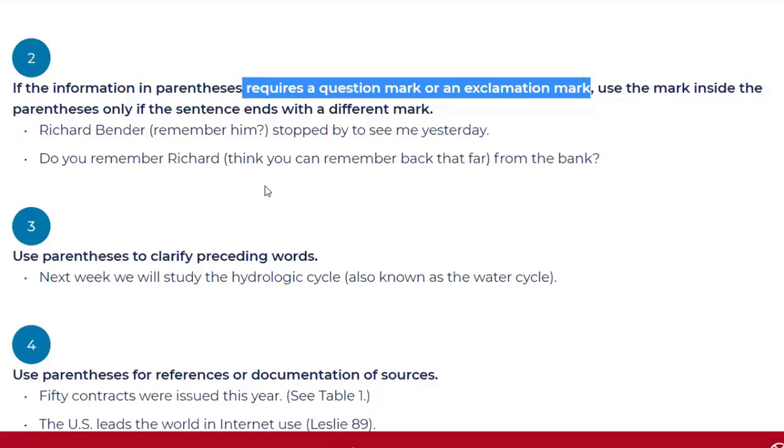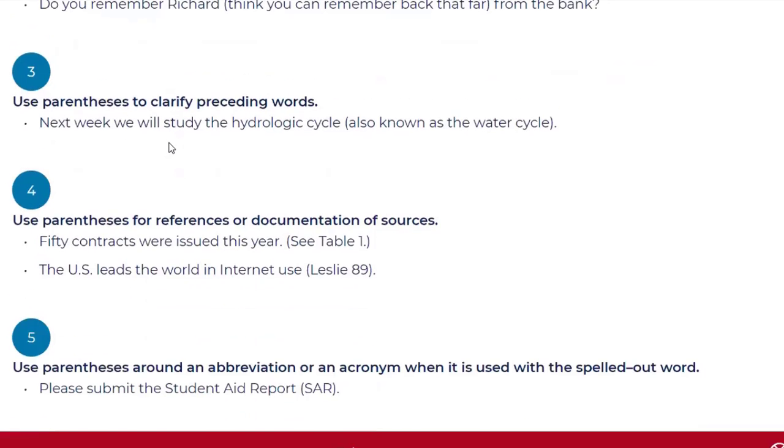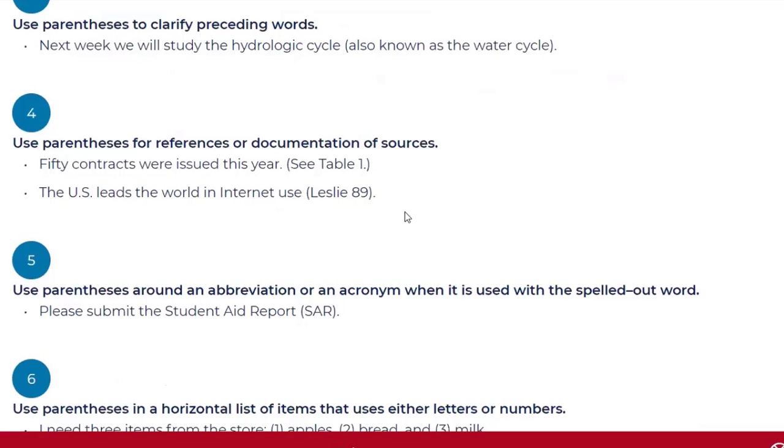So what is the third rule? Who would like to read? So may I? Yes, please go on.